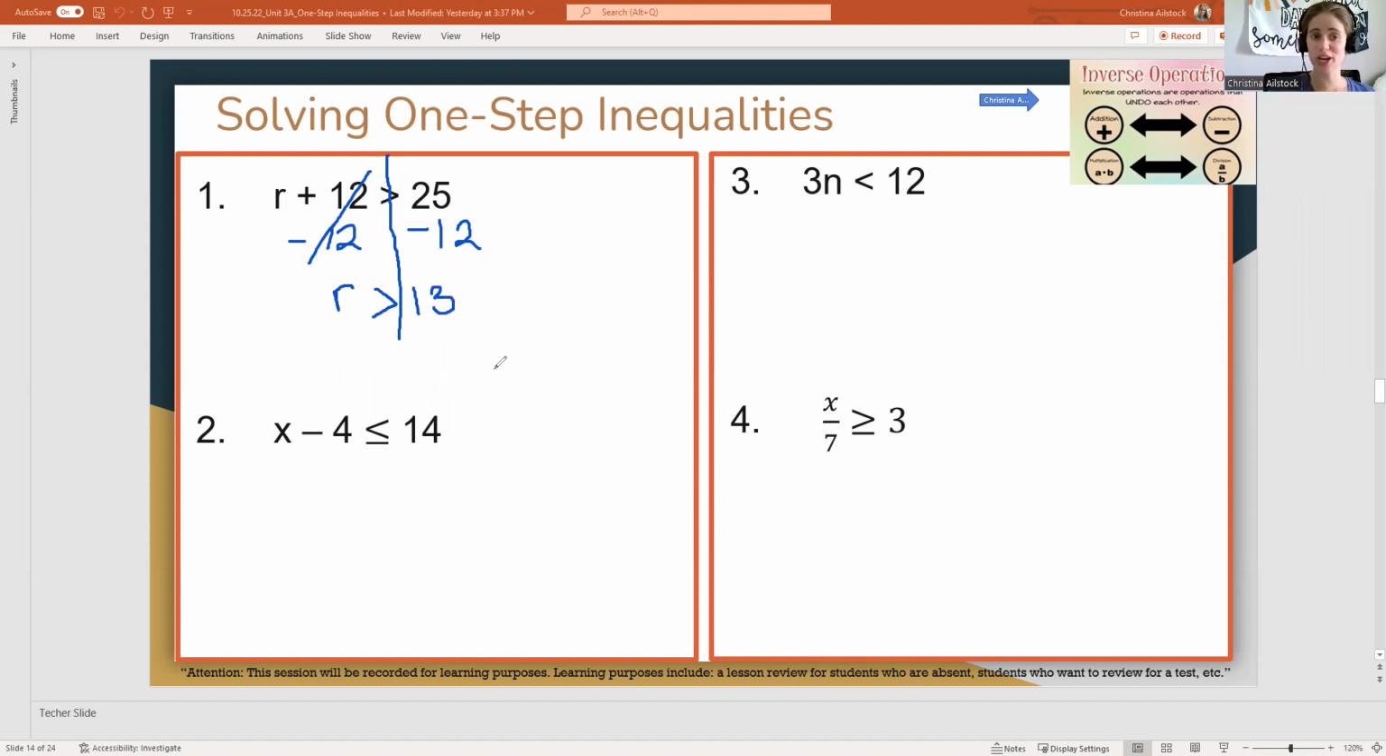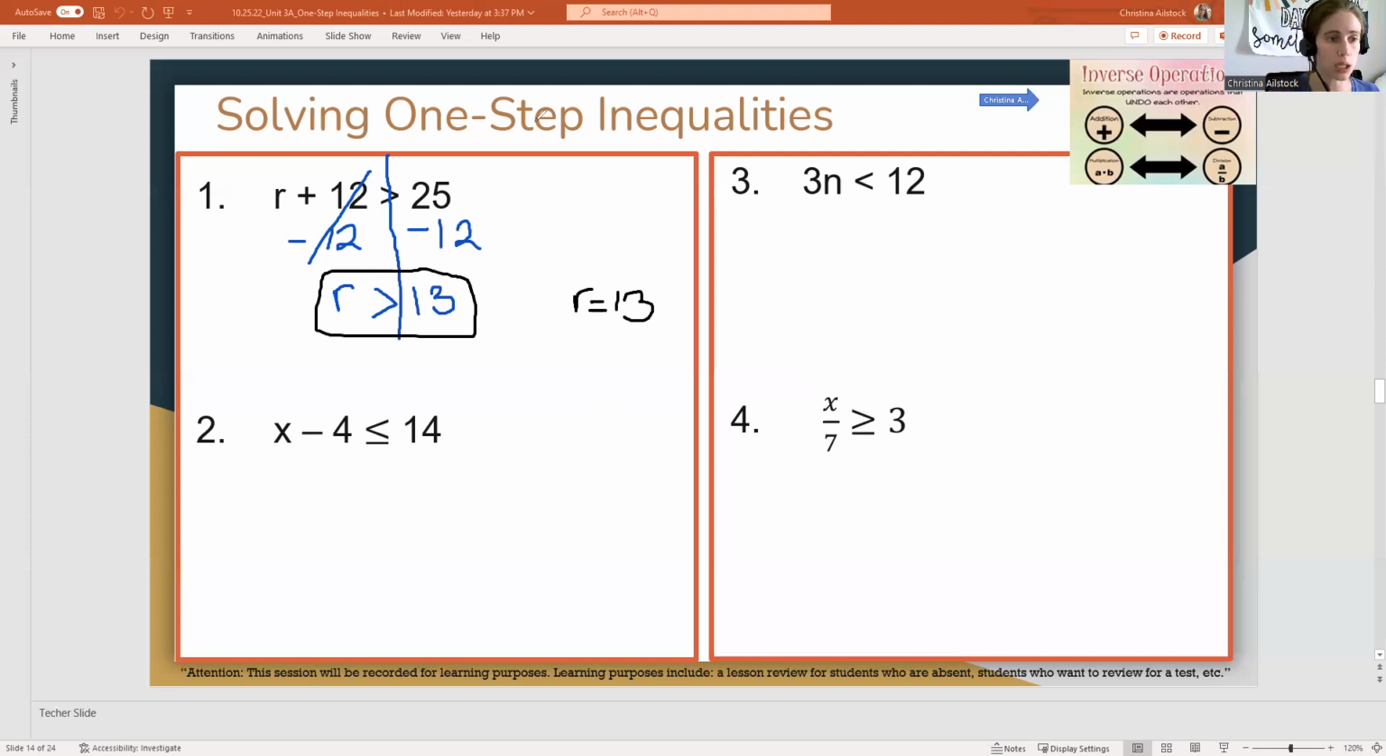All right, r is greater than 13 would be our answer. Let's take a moment to talk about what that answer means, because the steps to solving that were the same as an equation, but the meaning of our answer is different. If we had an equation and we got the answer r equals 13, that means r is only equal to the number 13. That is the only value that works for that equation. That is the only answer that exists, 13.